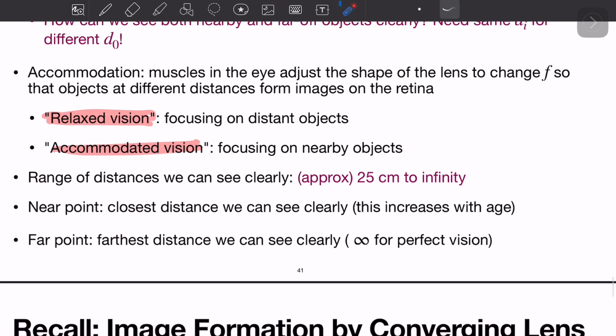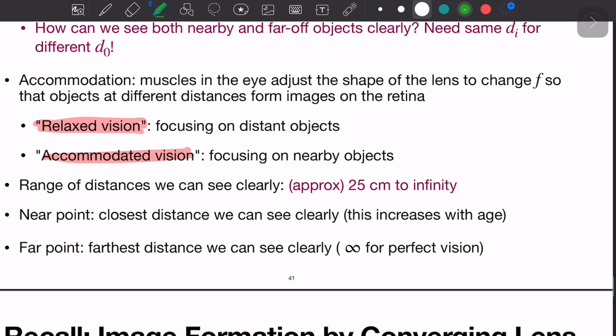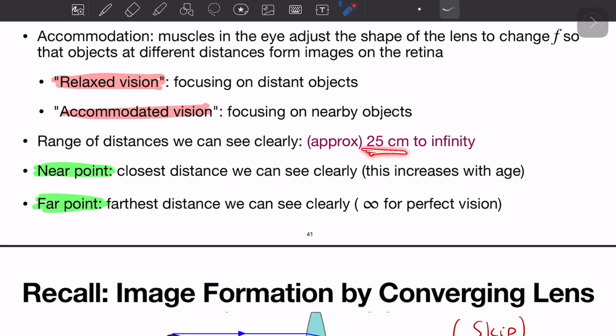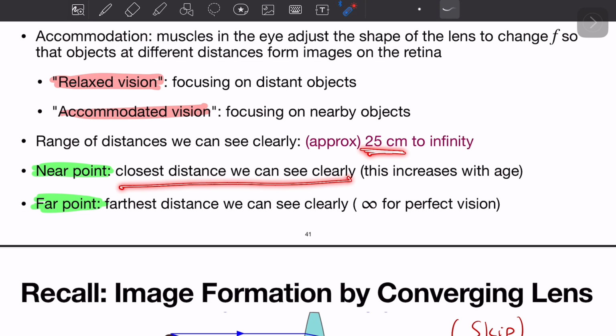Now, more terminology. For our vision, we have the near point, and we have the far point. Near point, which for most people is 25 centimeters. This is the closest distance we can see clearly. And this increases with age. So as you get older and older, you won't be able to focus on objects that are maybe 25 centimeters. Maybe the object needs to be out at 26, 27, 30 centimeters. And eventually, you might even need eyeglasses to be able to see nearby objects.